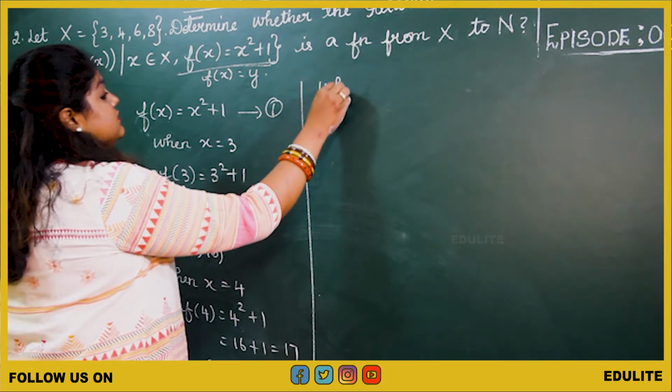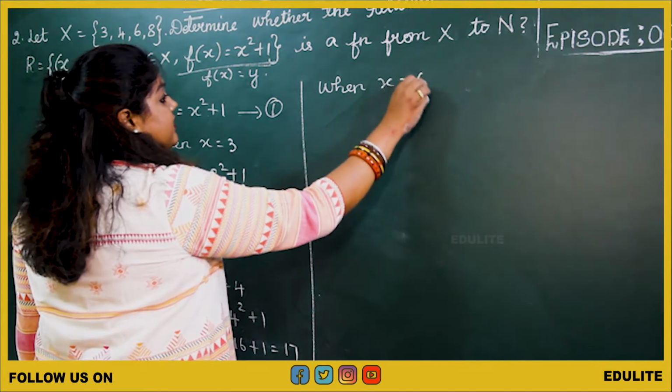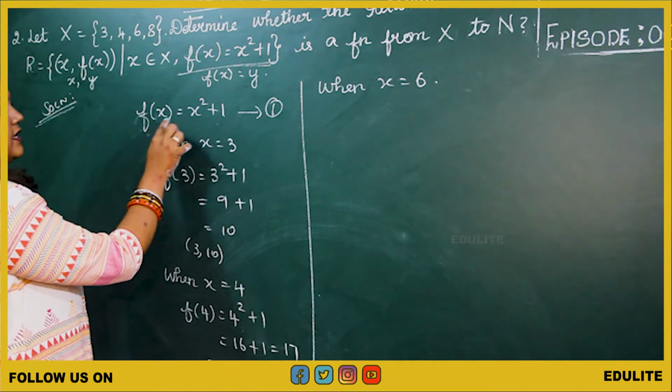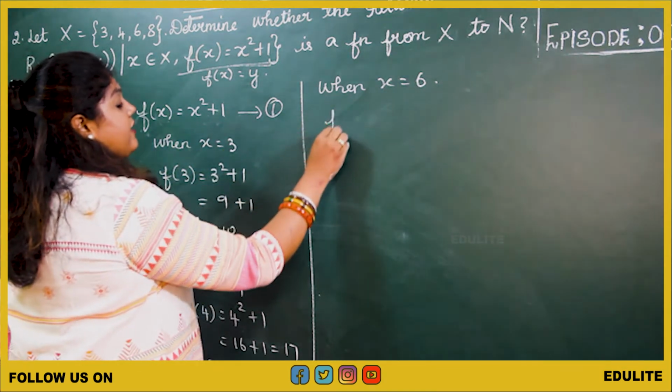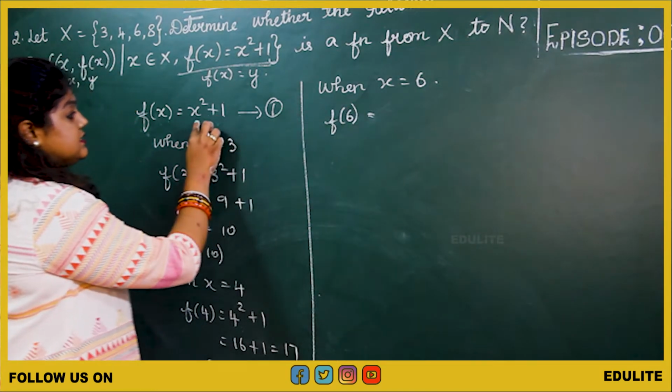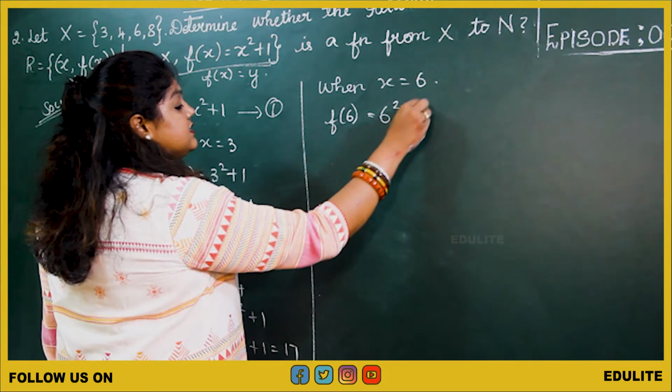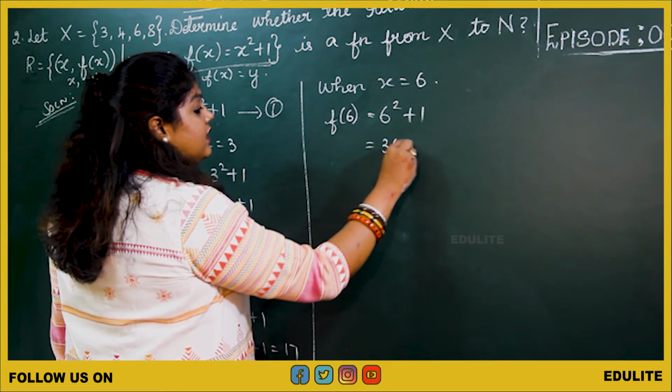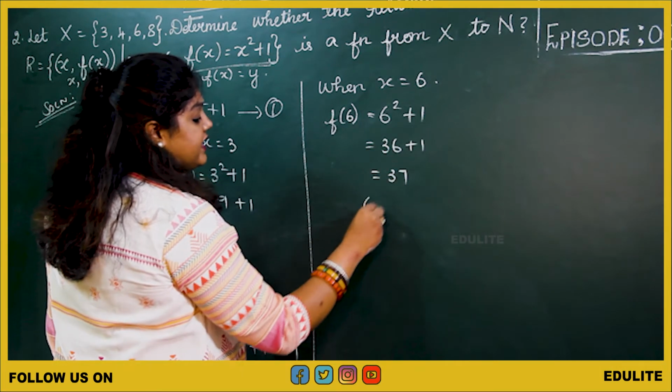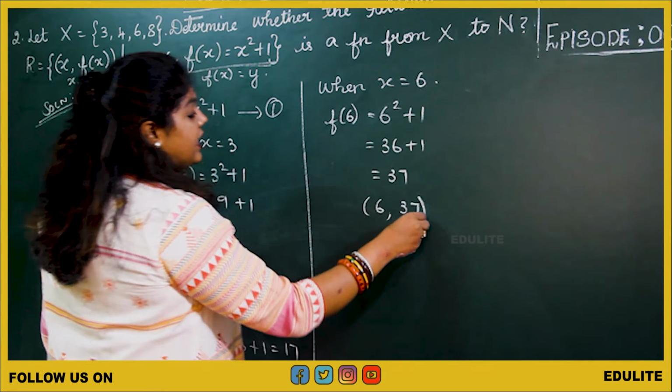Next, we will take the x value as 6. When x is equal to 6, same, substitute in this equation. f of 6 is equal to 6 square plus 1. 6 square is 36, plus 1, which will give us 37. When x is 6, the value of y is 37.